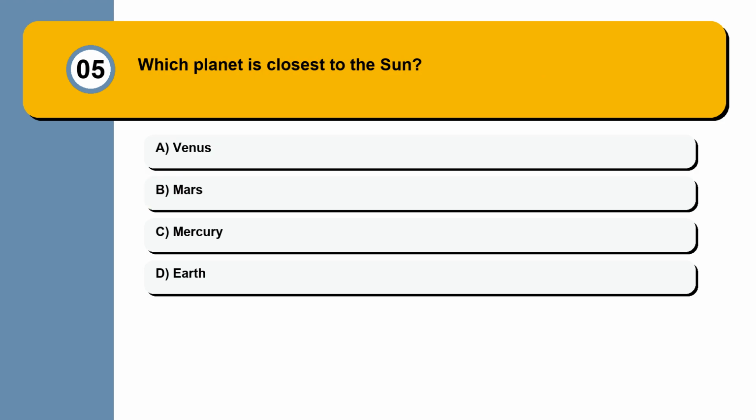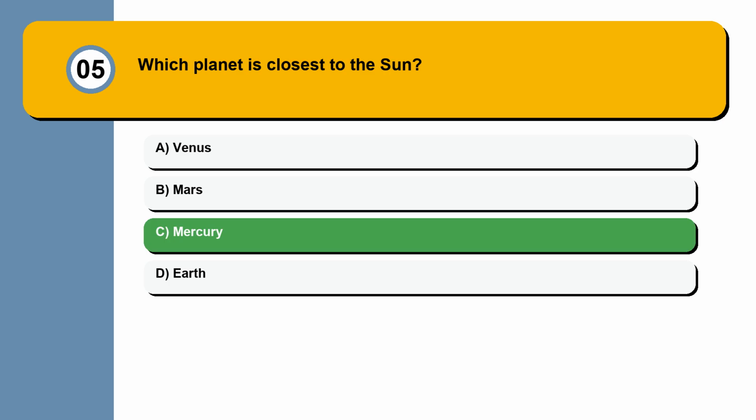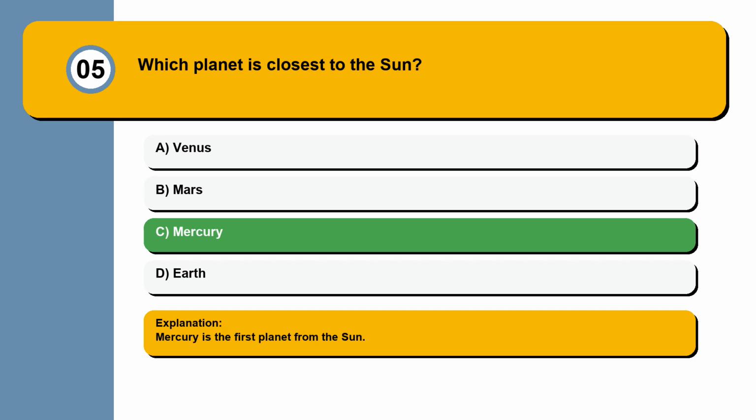Question 5. Which planet is closest to the Sun? Venus, Mars, Mercury, Earth. Mercury is the first planet from the Sun.